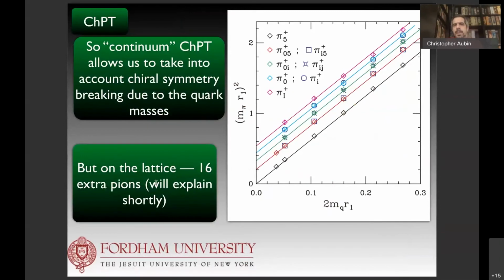Continuum chiral perturbation theory. So now this is that same plot, but with all the data put back in. I took out, notice, a lot of data to make it a little bit more legible. But where are all these pions coming from? Notice I've got all these pions with different indices on them, pi 5, pi 0 5, pi I 5, pi ij, and so forth and so forth. In fact, there are 16 of them because I runs over 1, 2, and 3. And so that's kind of messed up.